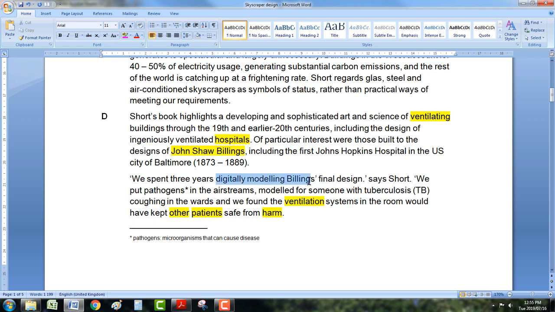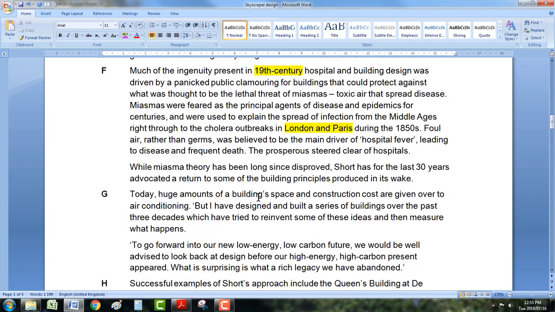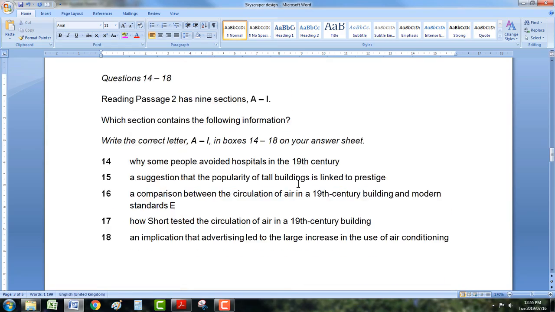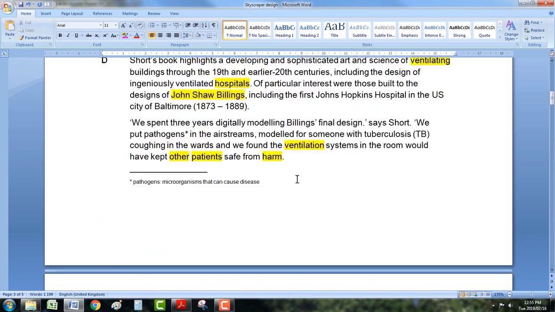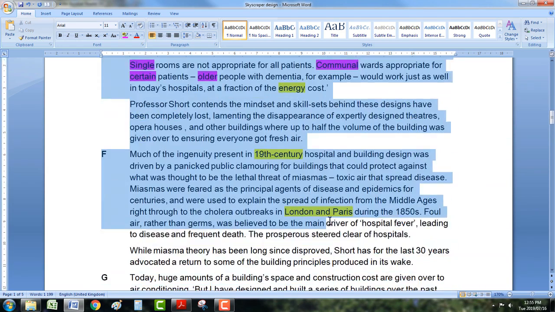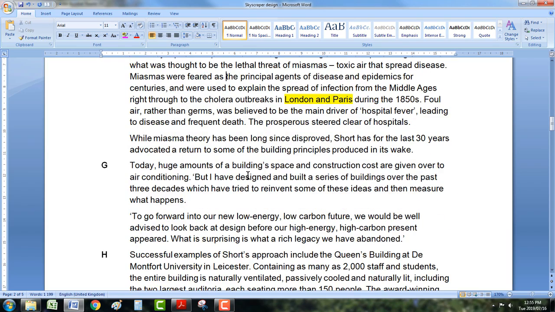Digitally modeling means they made a computer-generated model. So that's the test. I don't know if you would have been able to link those two up, but you should have been able to say that it was somewhere around in these paragraphs that we've been looking at, because this is all about the 19th century stuff.